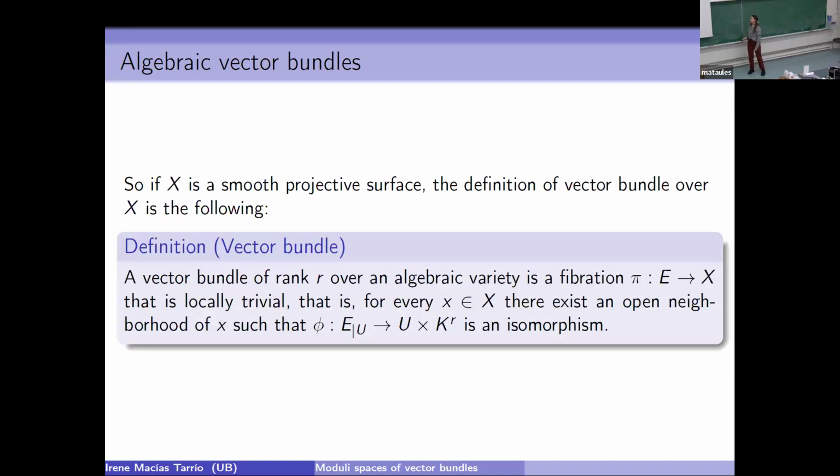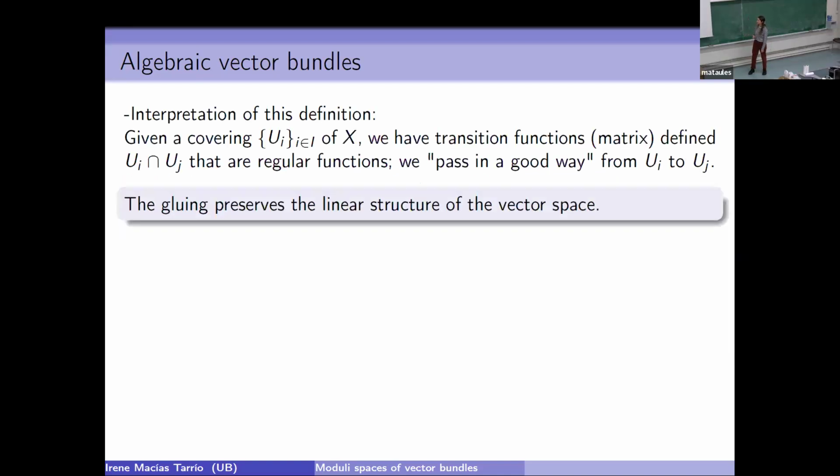So a vector bundle is a kind of linear fibration that works well locally, is the idea. So we have a linear fibration that is locally trivial. For every point, we have an open neighborhood such that this restriction is isomorphic to this. So locally, it looks good because it looks like this set. What this means is that gluing preserves the linear structure. If we think of our variety with a covering of open sets, we can define the vector bundle well locally, and we can pass from one open set to another in a good way.